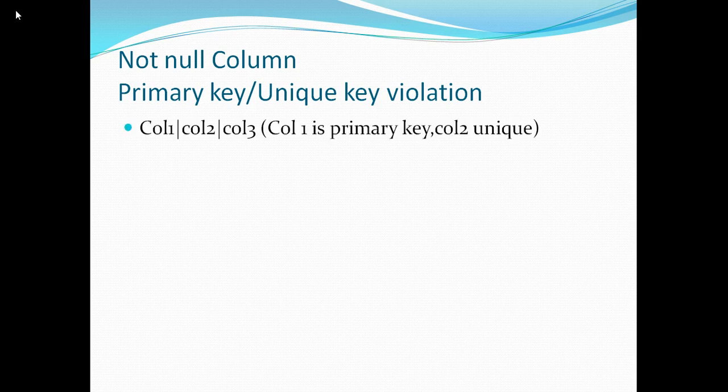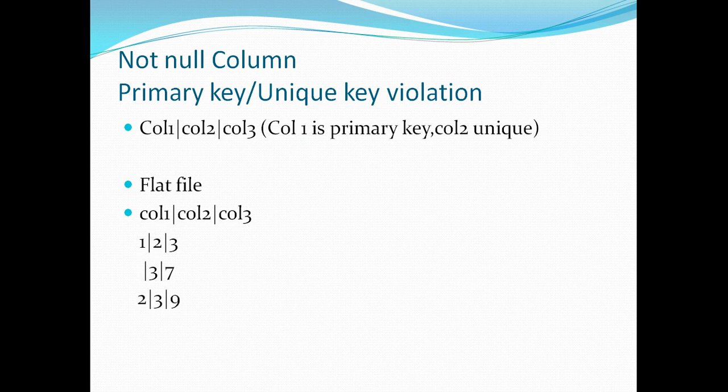The other thing I wanted to discuss is not null column or primary key unique key violation. Here I have a table with 3 columns, column 1, column 2 and column 3. I have defined column 1 as a primary key and column 2 as a unique key. The data I'm receiving from my flat file is column 1, column 2, column 3, that's the header, and the first record is correct, it has 1, 2, 3, but in the second record I don't have any value corresponding to col 1. That means I have a null value, and because of this I will have a violation, and this row will be dropped, or it will lead to a failure.